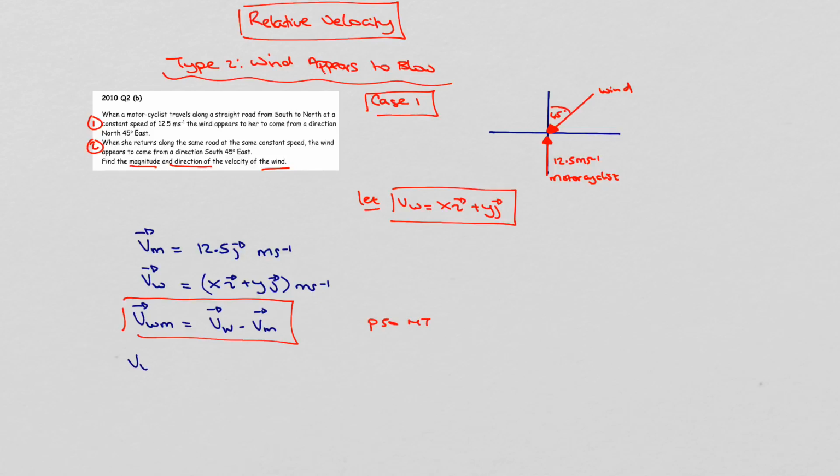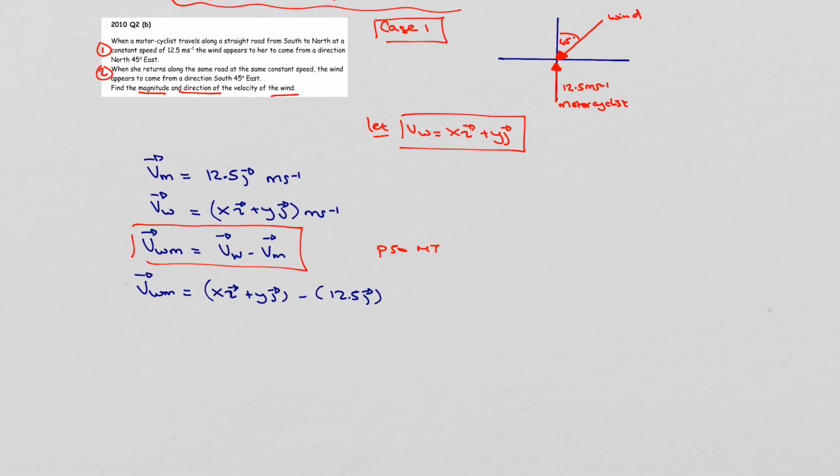So therefore, if I sub in, what does that give me? Well, the velocity of the wind we're saying is xi plus yj minus the velocity of the motorcyclist, which is 12.5 j. So if I group my i's and my j's there, that gives me the velocity of the wind relative to the motorcyclist is xi plus (y minus 12.5) in the j direction.